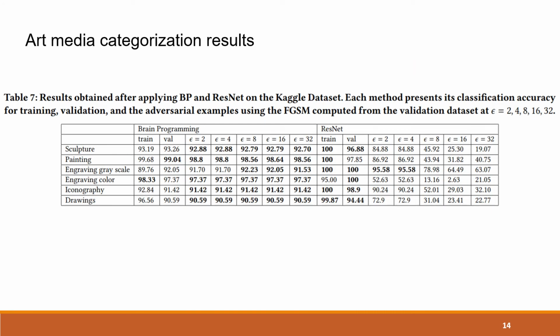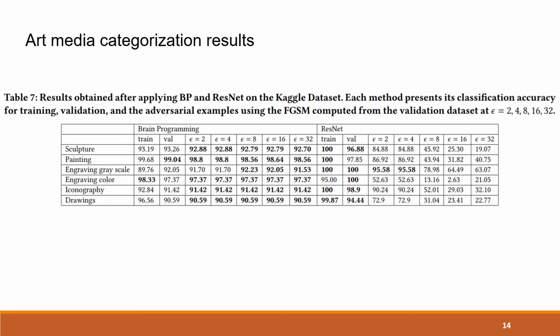Table 7 presents the results of the art media categorization experiment. It shows that ResNet has surpassed brain programming in almost every class when validating the model, except for the painting class. However, as we add the perturbation to the validation images, the effect of the adversarial attack becomes more notable. It is shown how the performance of ResNet could be deteriorated. In the worst case of engraving color images, there is a drop in performance from 97% to almost 3% of classification accuracy. On the other hand, BP preserves its performance on all experiments even when we add the strongest perturbation of epsilon equal to 32.